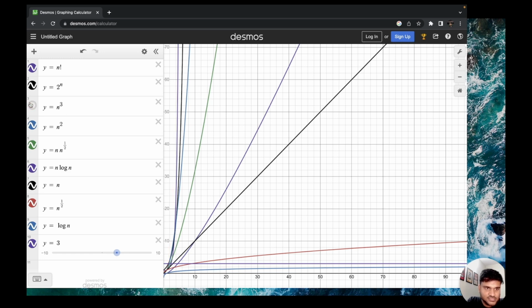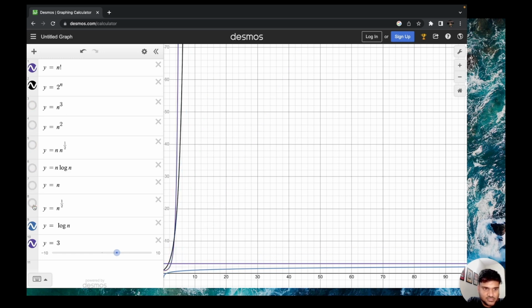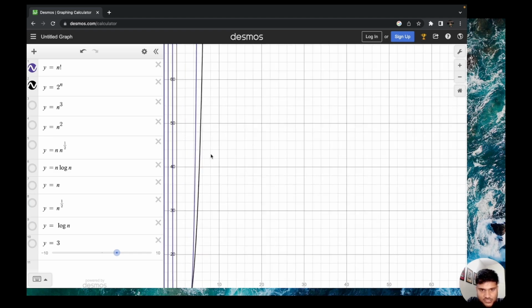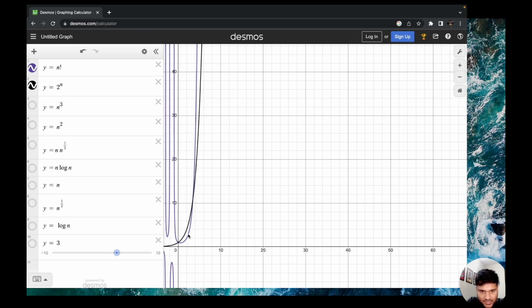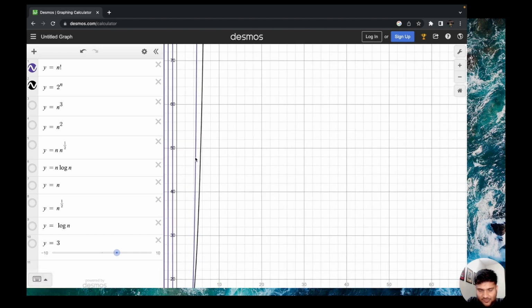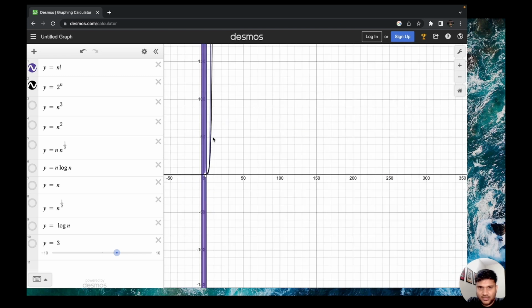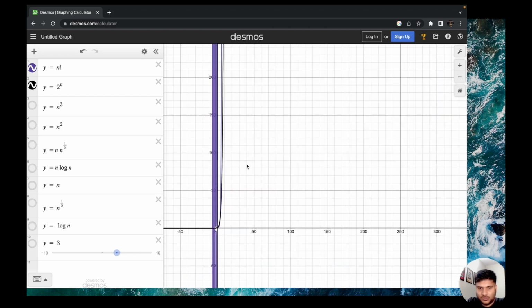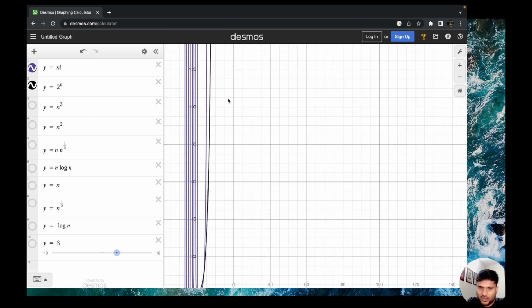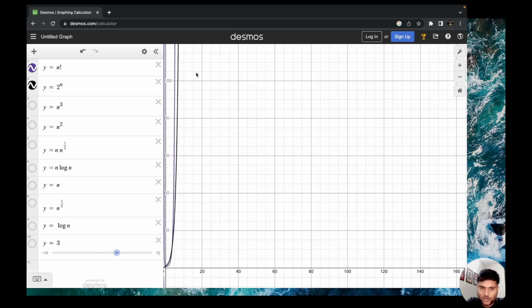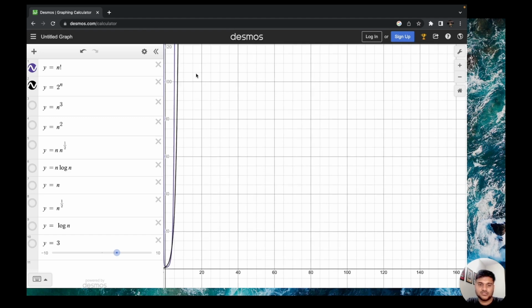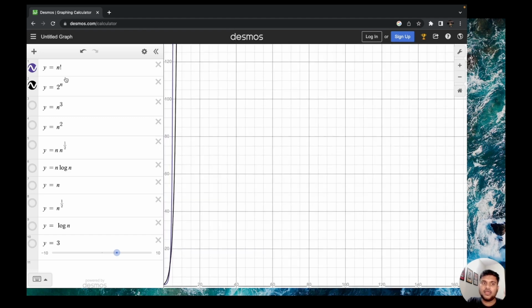If I just disable the rest of the curves, you see, for some period of time n factorial is better than 2 raised to the power n, but after a threshold, n factorial is a bit worse than 2 raised to power n. But if you see a very big picture, then technically both of them, after some time, are going to become parallel to the y-axis. So they are almost equally bad. It's not like one is much worse and one is better. They are equally bad, but still n factorial performs a bit worse.